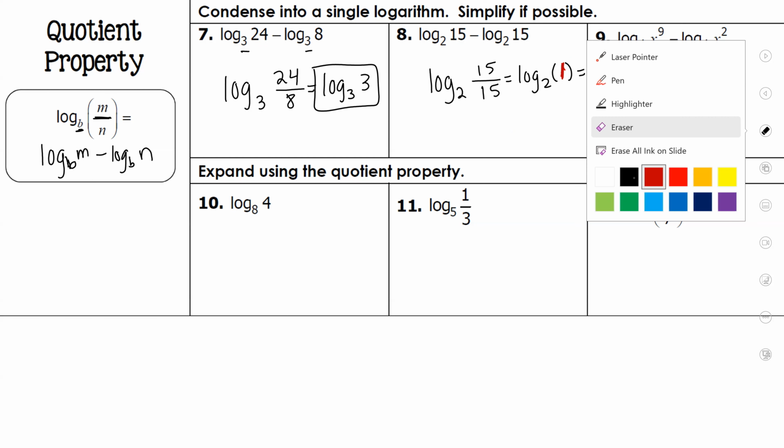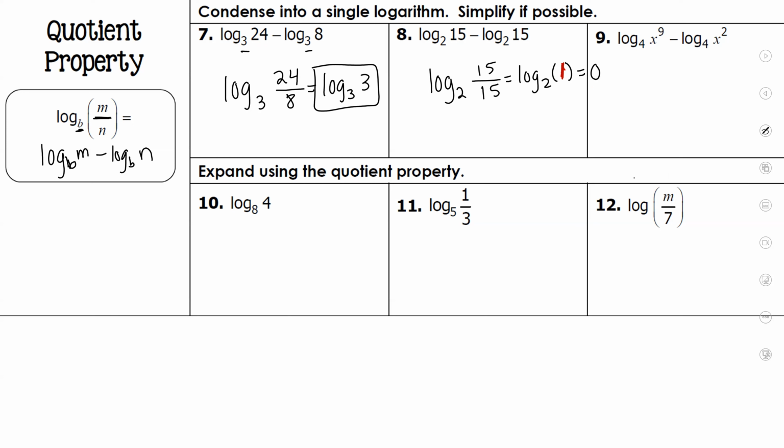Okay, last one. This is log base 4 of x to the 9th power divided by x to the 2nd power. And how can this be simplified? Yes, x to the 7th. So this will be log base 4 of x to the 7th.